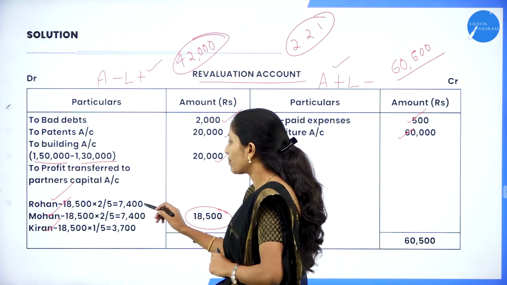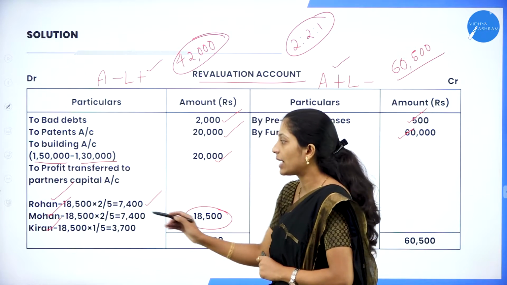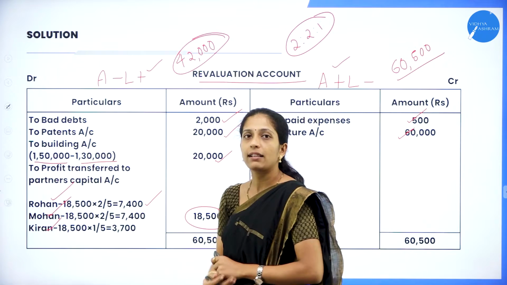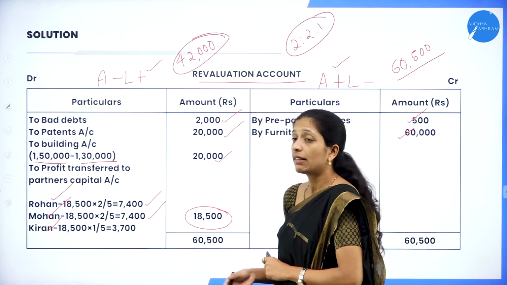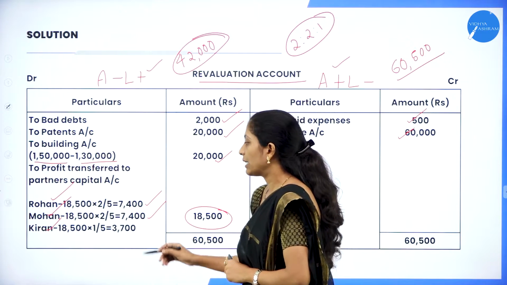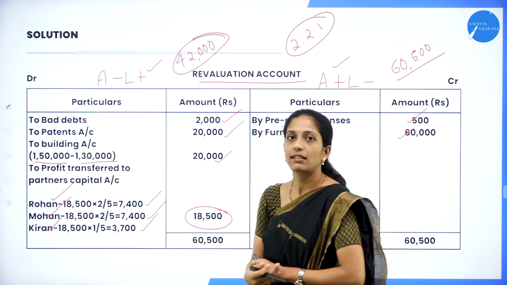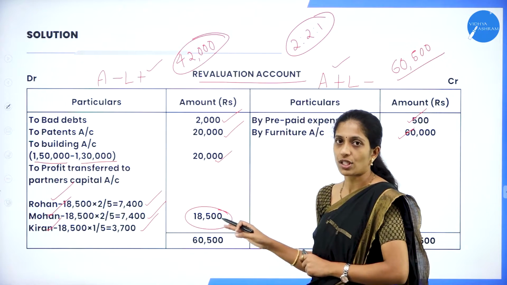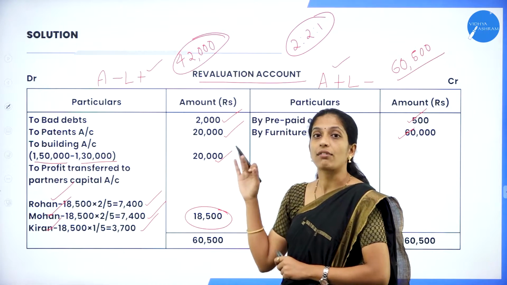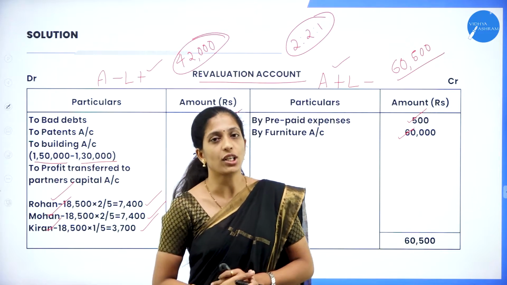18,500 into 2 divided by 5 will get 7,400. Next for Mohan also 18,500 into 2 divided by 5 will get 7,400. Next for Kiran 18,500 into 1 divided by 5 will get 3,700. So the total should be 18,500. So this is how you are going to prepare your revaluation account.